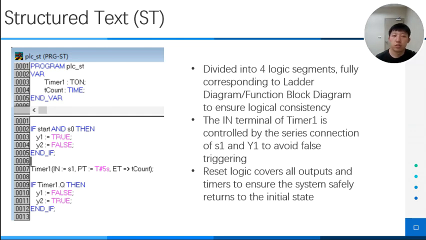This stops wrong triggers. Part 3 switches after delay. When the timer finishes, Y1 and Y2 change state. Part 4 is reset logic. When reset works, all outputs and the timer go back. Structured text is clear and good for complex rules.